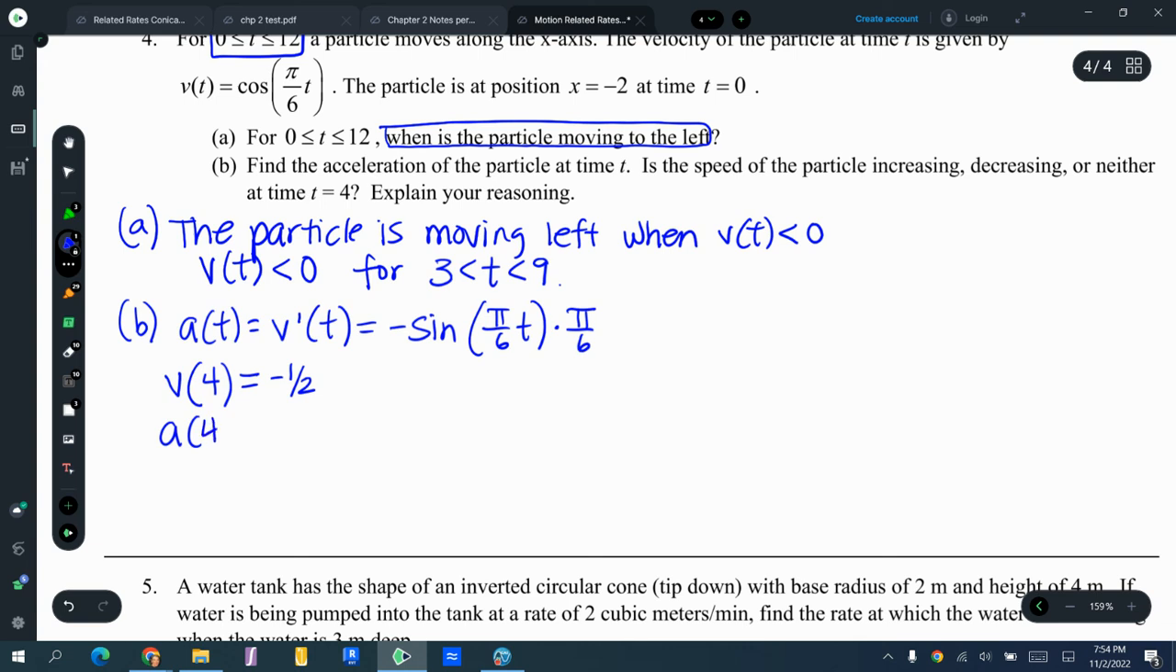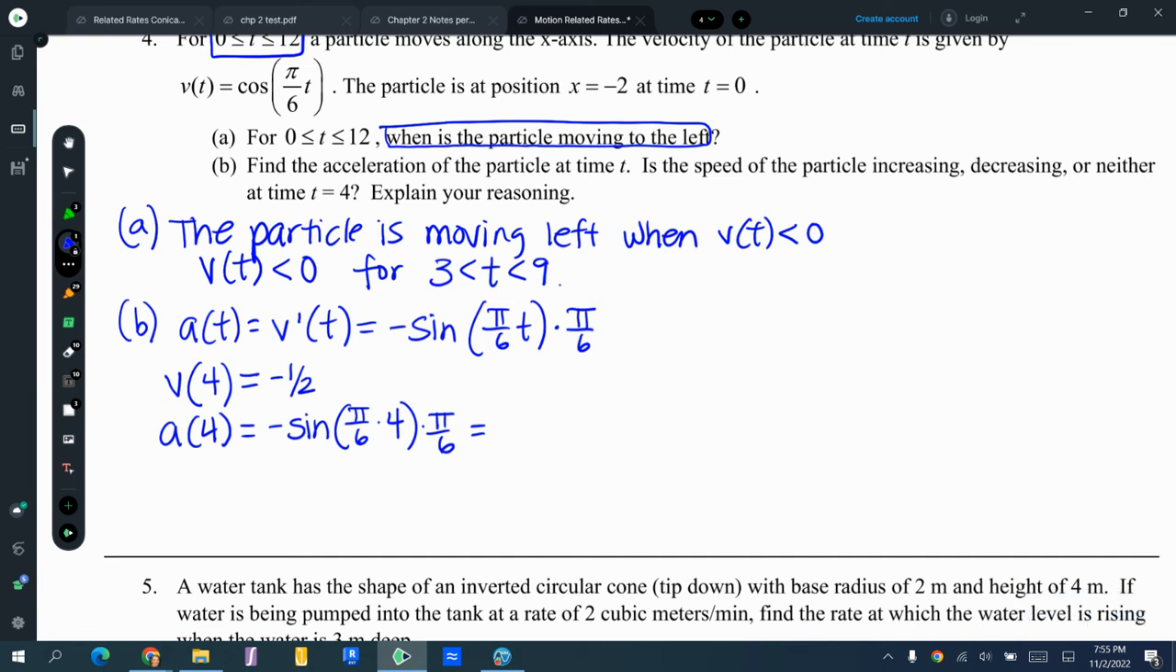And for a of 4, you can plug in the value of 4 right into your equation that we just had. It actually doesn't even matter what the value is, quantity-wise. We just need to know if it's positive or negative. But again, I've got my calculator, but this just ends up being sine of 2 pi over 3 times pi over 6.